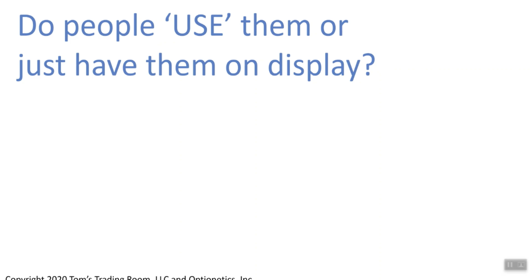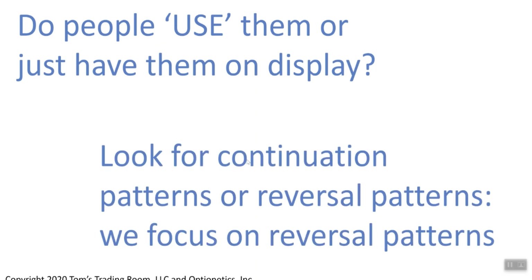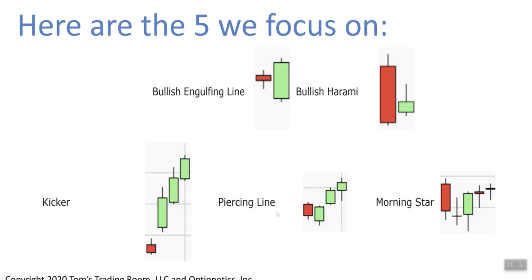So we go into it a little bit further, and we would teach them that there are continuation patterns and there are reversal patterns. What we're going to focus on is the reversal patterns. Here are the 5 we're going to focus on. These are bullish reversal patterns: a bullish engulfing line, bullish harami, kicker, piercing line, and a morning star reversal.